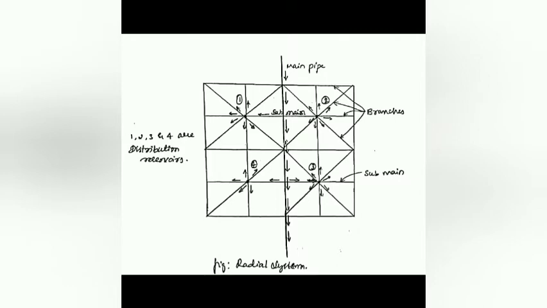So in this case 1, 2, 3, 4 are the numbers indicating the distribution reservoirs. At this point, distribution reservoirs are provided. See, this is a main pipeline. From the main pipeline, submains go like this. So when the submains, the storage reservoir is provided at this point. From this point again, the water is supplied in a radial pattern all around the area.